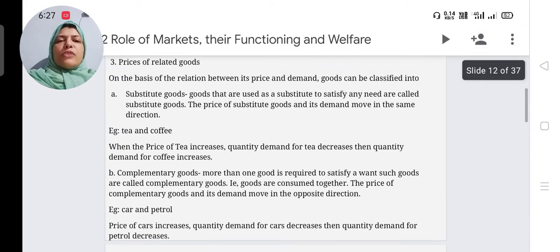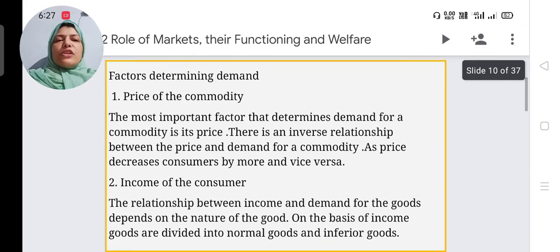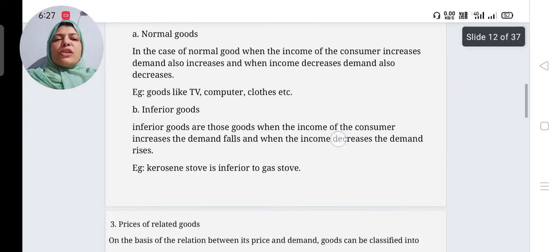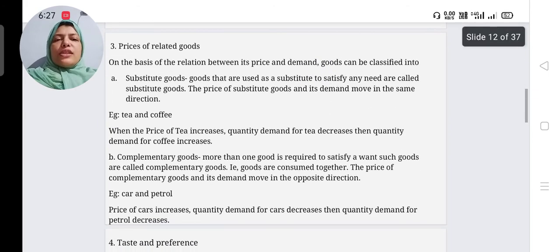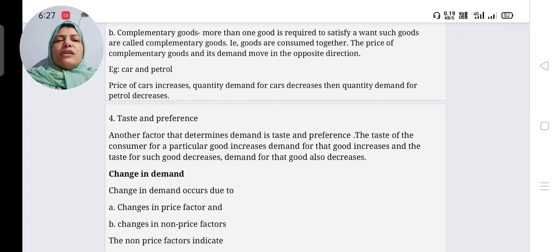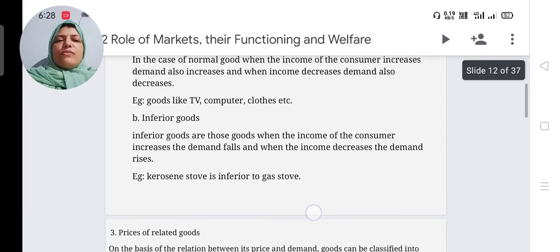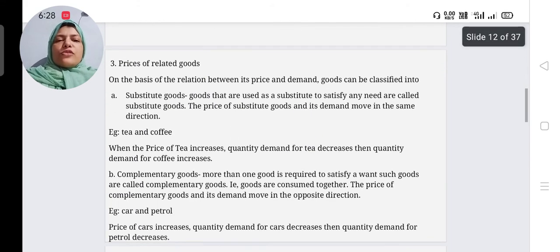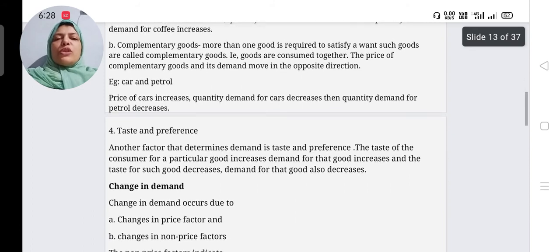So the major determining factors of demand are price of the commodity, income of the consumer, then prices of related goods. Prices of related goods include substitute goods and complementary goods. Income depends on normal goods and inferior goods. Then the fourth factor is taste and preference.